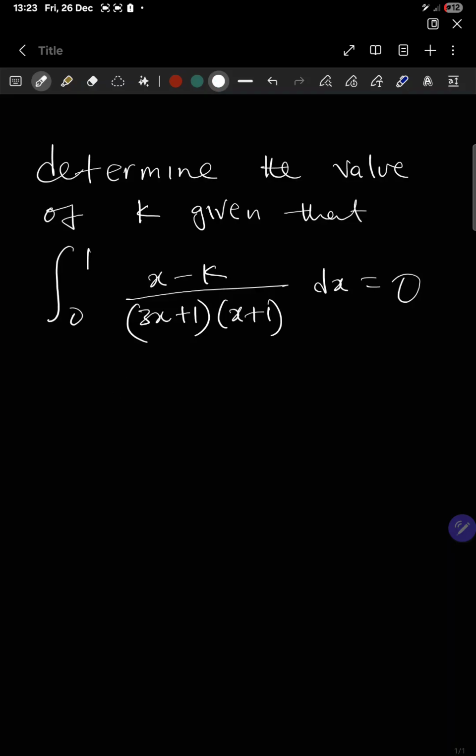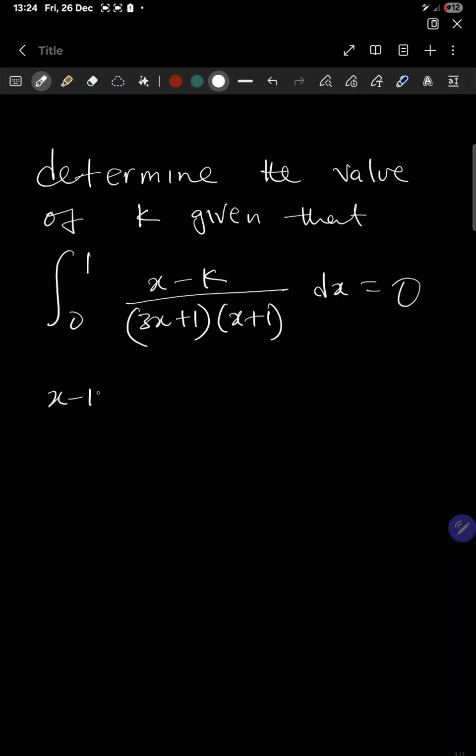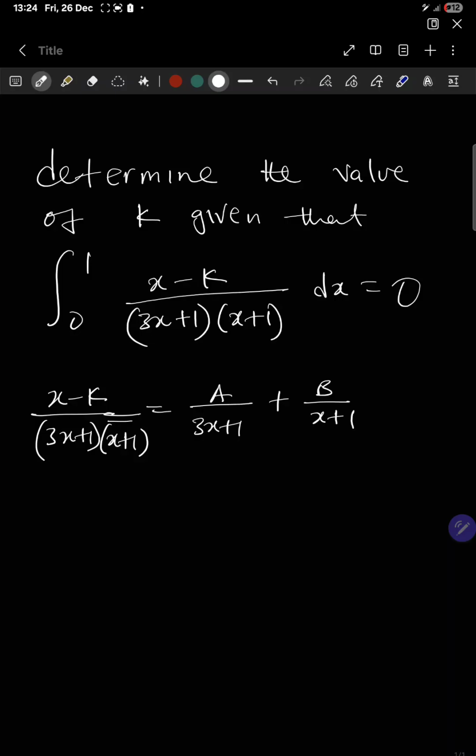Remember this is partial, so we are going to first resolve this into partial fractions. So it's going to be (x minus k) over (3x plus 1)(x plus 1) is equal to a over the first factor, which is 3x plus 1, plus b over the second factor, which is x plus 1. Remember we are resolving first into partial before integrating. So we multiply this throughout by the factors, which are 3x plus 1 and x plus 1.